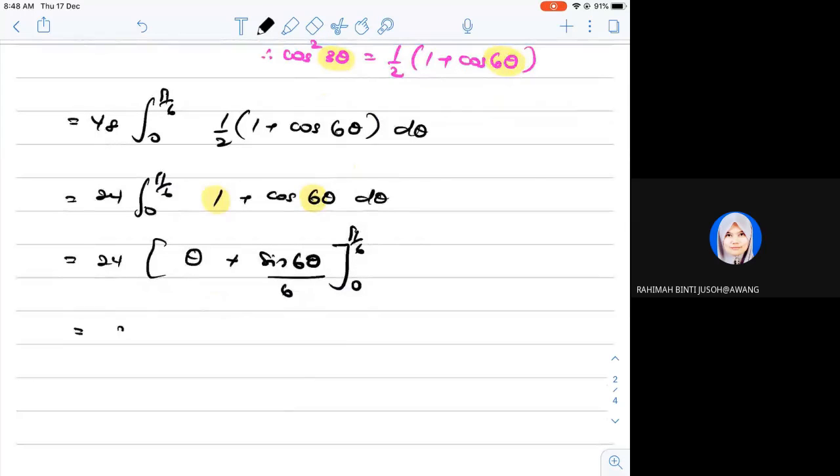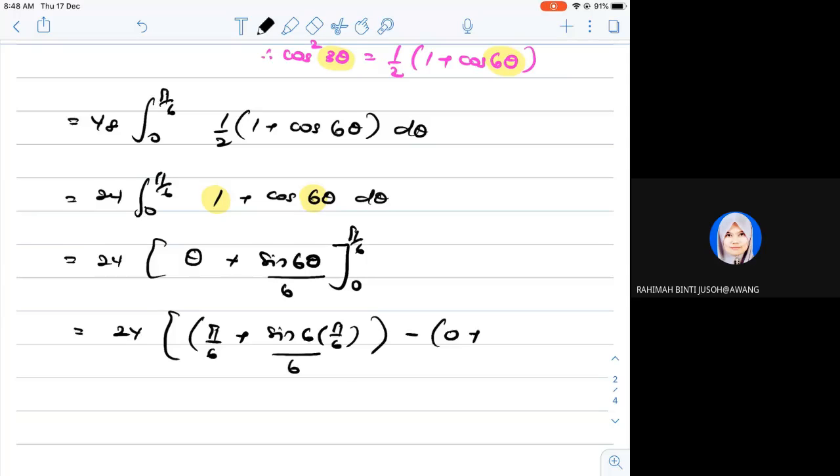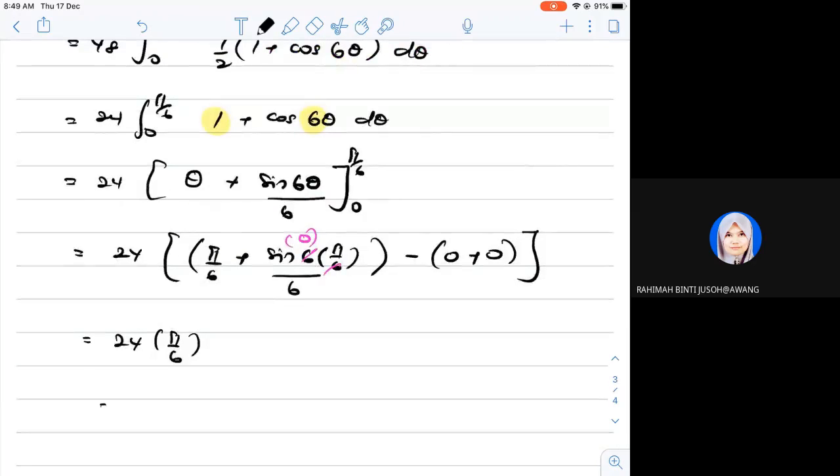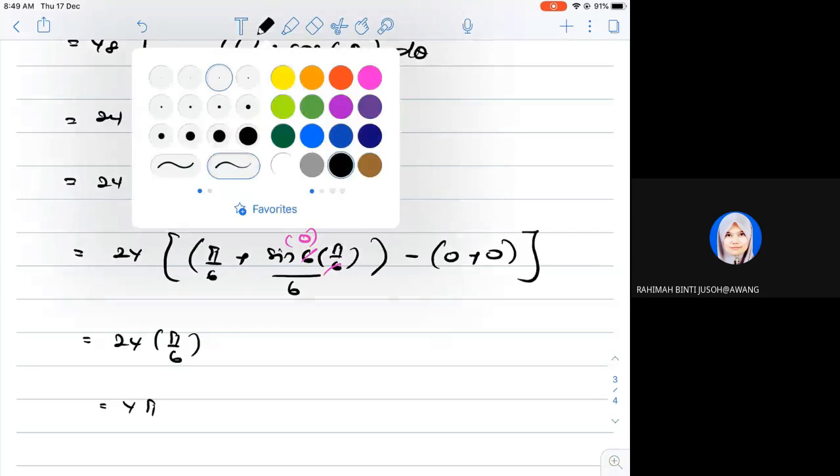So we will get 24 times, substituting pi over 6: pi over 6 plus sine of 6 times pi over 6, over 6, and then minus 0. That's why I prefer substituting zeros, because it's much easier, so it becomes 0. Now this 6 and 6 can be cancelled. Sine pi is actually 0. So we have pi over 6. 24 multiplied by pi over 6, we get 4 pi. This is the answer.